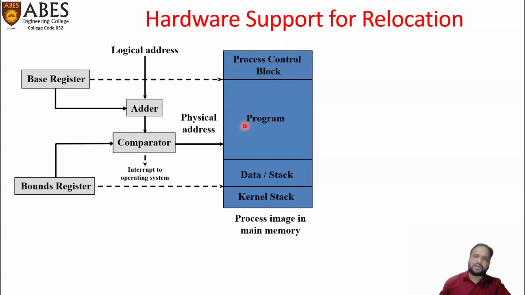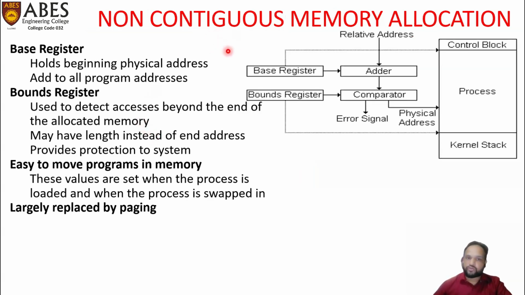That physical address is also maintained inside the PCB, where the information regarding the program resides, about the data, the stack and the kernel stack. So what is the base register? It holds the physical address of all program addresses. Bound registers are used to detect accesses beyond the end of the allocated memory, may have length instead of end address, and provide protection for the operating system so that no process can interact or overlap with each other. And no process or malicious program, malware or virus can interact with the operating system, as there is a partition separated with the fence register. And it is easy to move programs in memory.